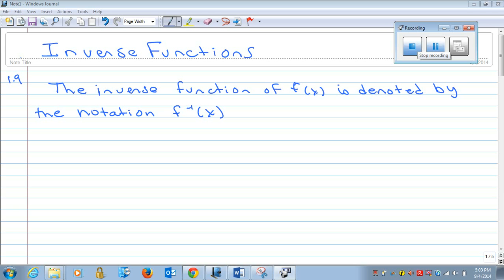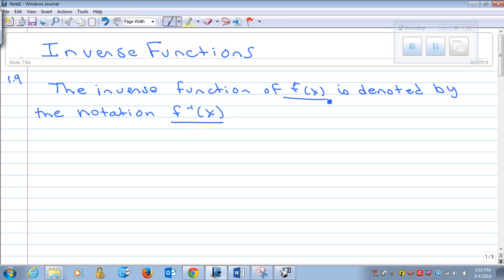The first thing you want to know is the inverse function of f of x is denoted by the notation f with a little -1 superscript of x. That means that this is the inverse of f of x.